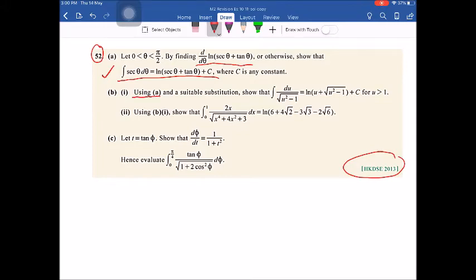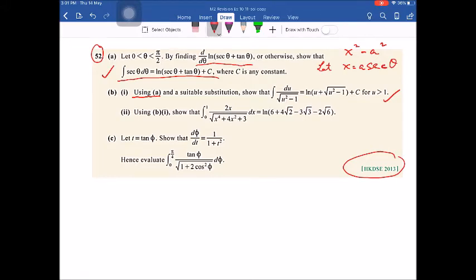It says using A and a suitable substitution to prove this one. For the substitution, I may think that this is of the form x squared minus a squared, right? So you will let x be a secant theta, and then you can solve it and you will get this result. I will not do it now because it is simple. I just want to outline how to do it.